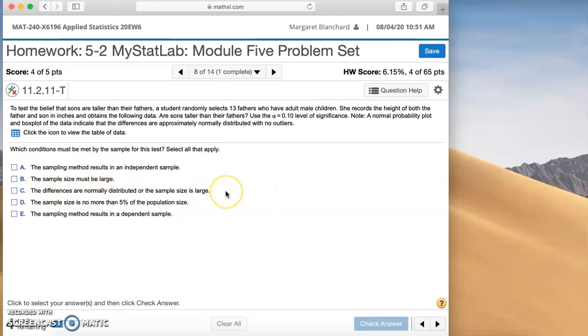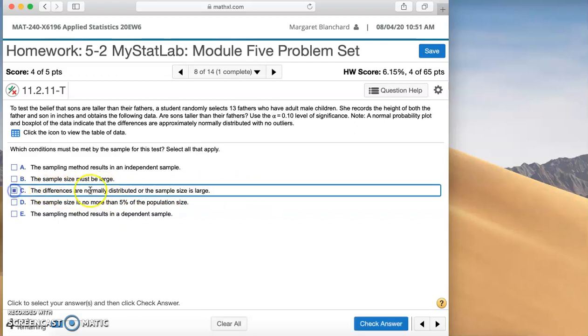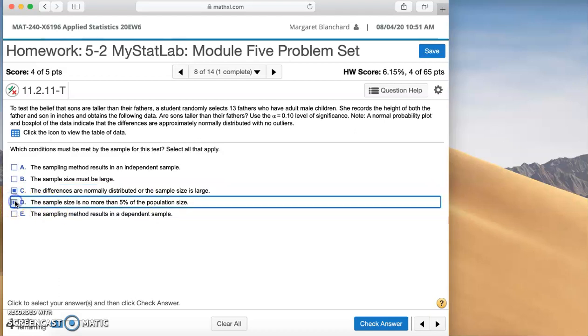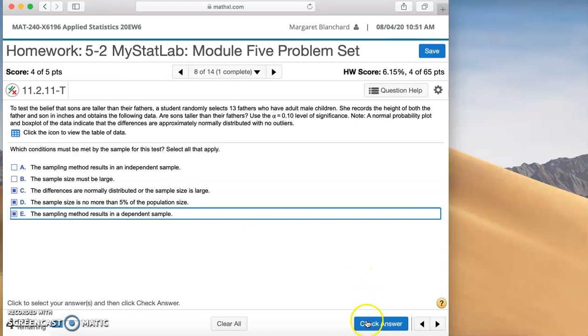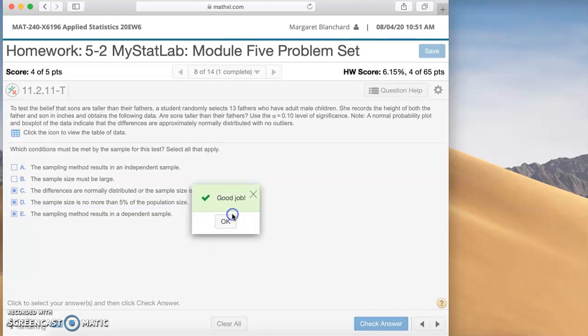The differences are normally distributed or the sample size is large. That gives us a little bit more information because if you have a smaller sample size but it's normally distributed, then you might be okay. The sample size is no more than 5% of the population. Remember, that's one of our conditions: 0.05 times big N, your population size, must be greater than or equal to n. So that means that the sample size must be no more than 5% of the population size. And then the sampling method results in a dependent sample. Again, we're dealing with matched pairs data. This is not independent data. So we have a dependent sample. Let's check all of them. There we go, good job.